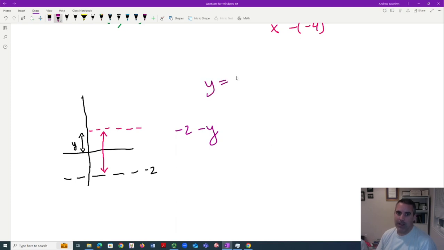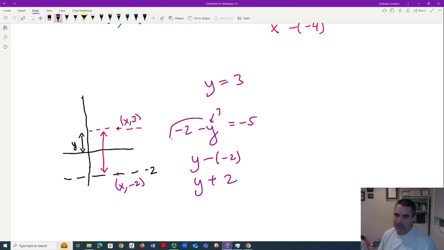For example, if y is 3, and I label this point, and this is x comma 3, and this is x comma negative 2, this does not give the right answer, because if you plug a 3 in here, you get a negative 5, and that's not negative 5, it's 5. So they subtracted in the wrong order. They needed to do top minus bottom. It should have been y minus negative 2, which would have been y plus 2. It is because of errors like this that I'm somewhat of an advocate of getting rid of the negatives completely and just labeling lengths, because I feel like if you do that, you're much less likely to make an error like this. And so that distance is y plus 2.